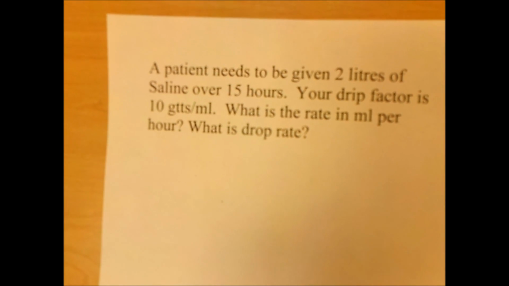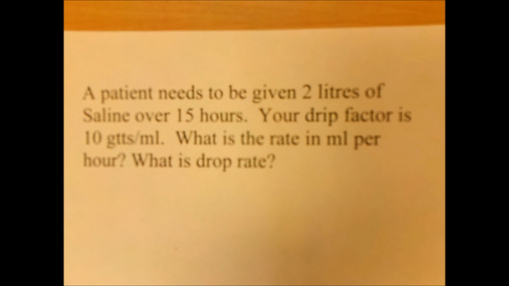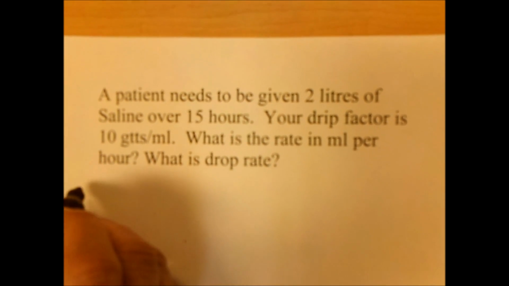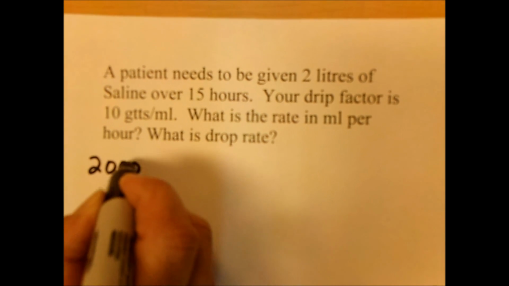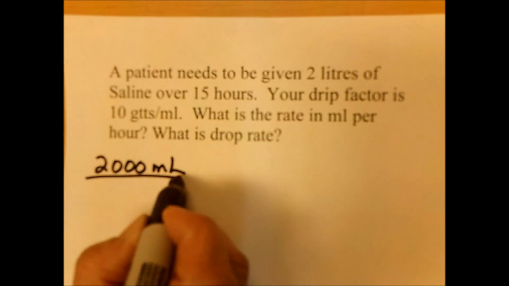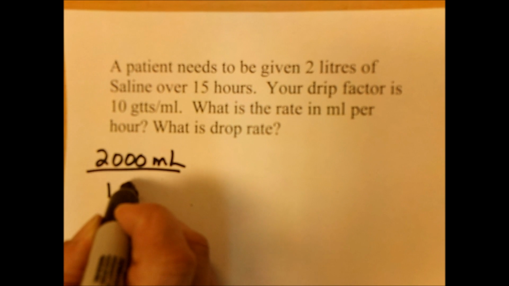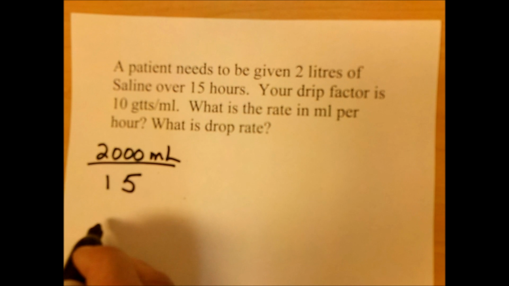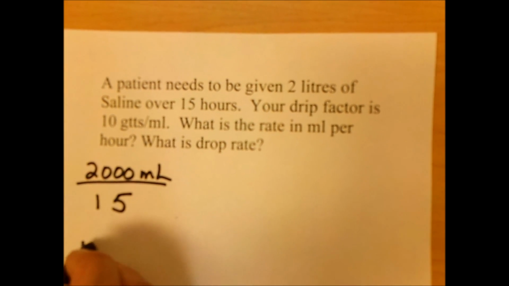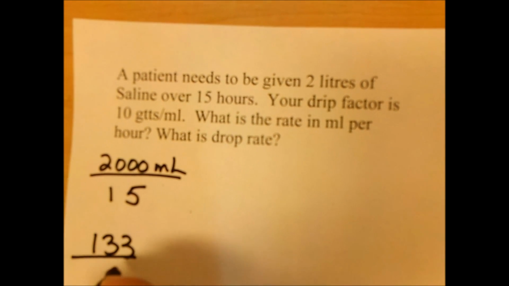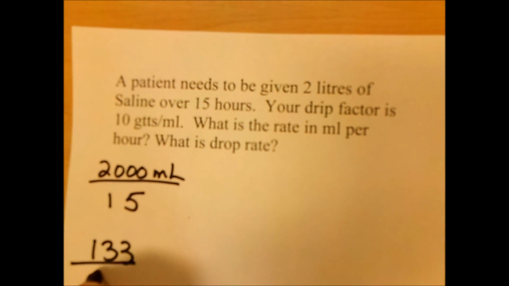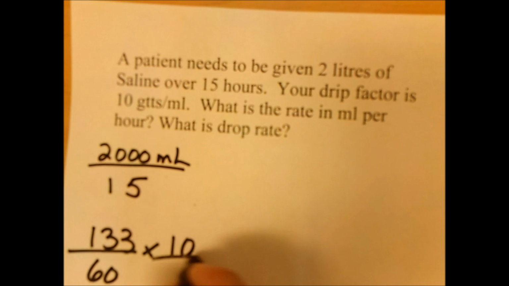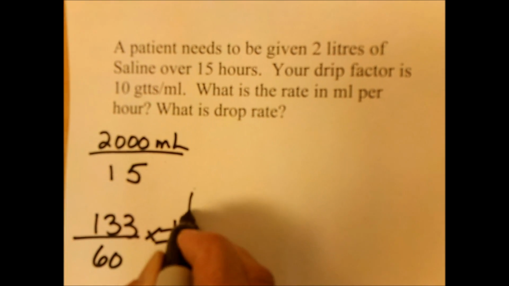We'll do one more. Our patient has been ordered 2 liters of saline over 15 hours. 2 liters is 2,000 mils over 15 hours. We divide 15 into 2,000 to find out what our hourly rate is, and we get 133 over 60. Multiply that by our drop factor, which is 10 to 1.